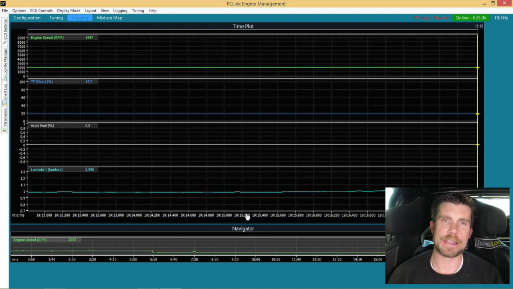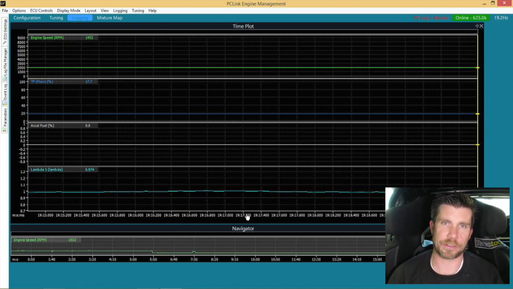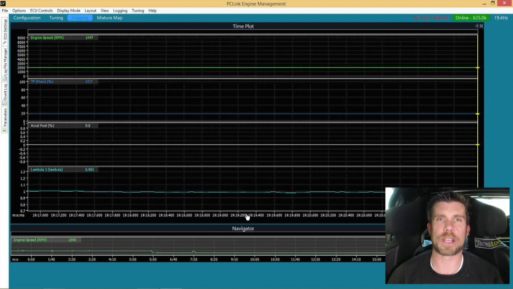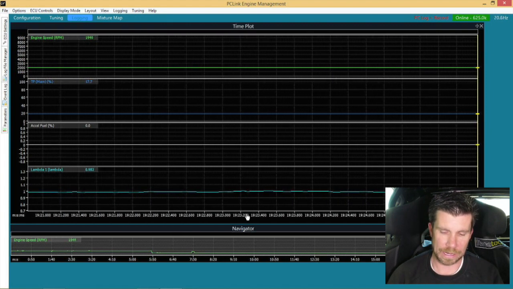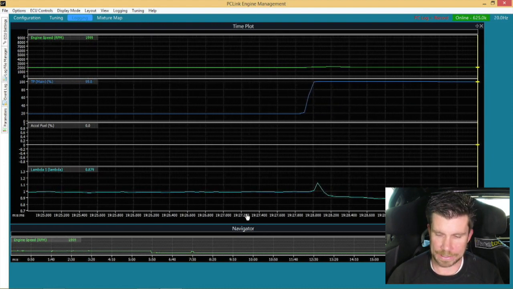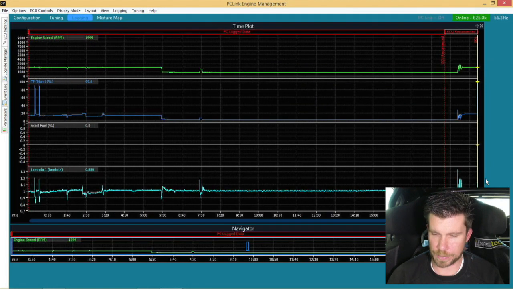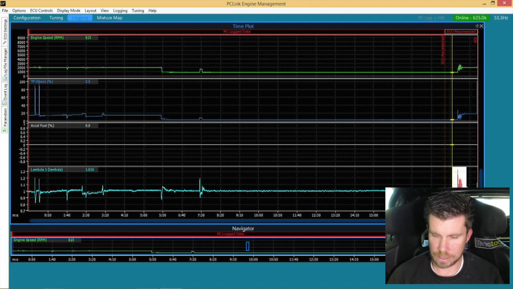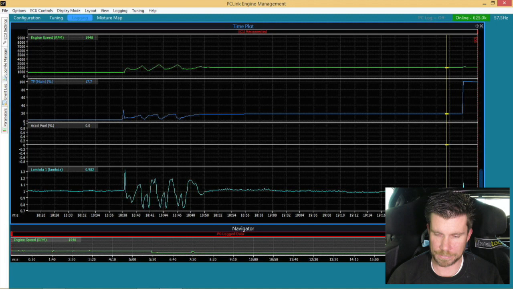So what I'm going to do now is stab the throttle wide open, and we'll have a look at what happens to the lambda as I do that. Right, let's do it now. Okay, so I'll just go back. Had the time graph running for a little bit of time there.